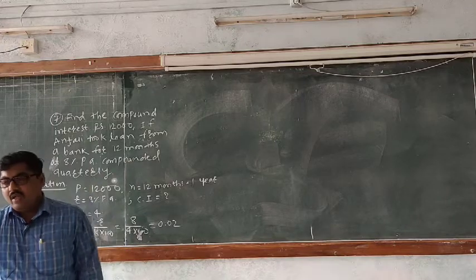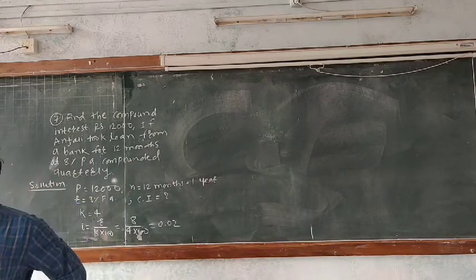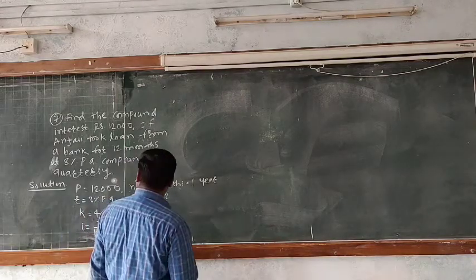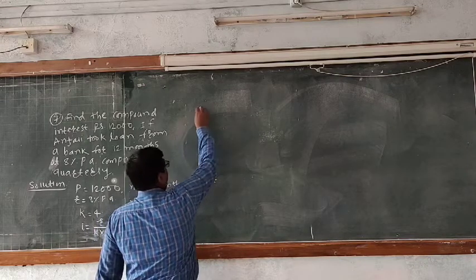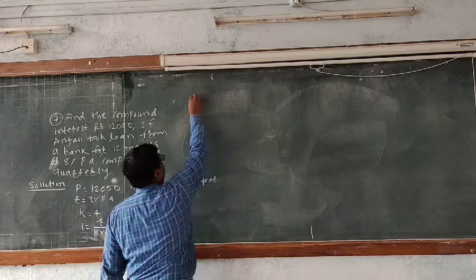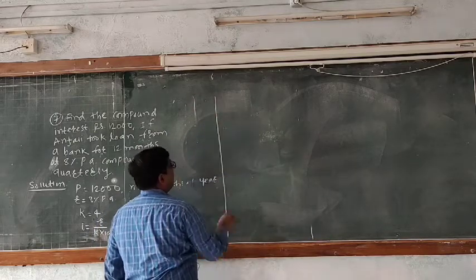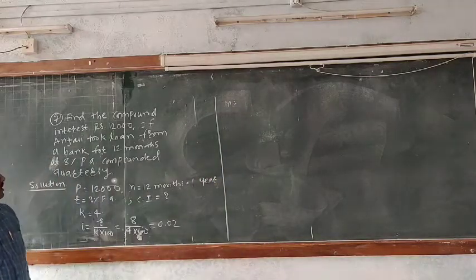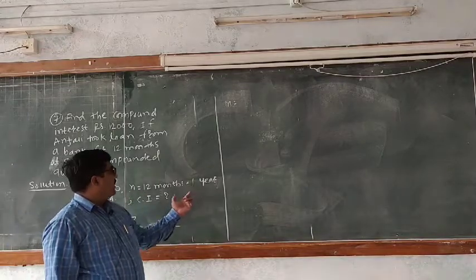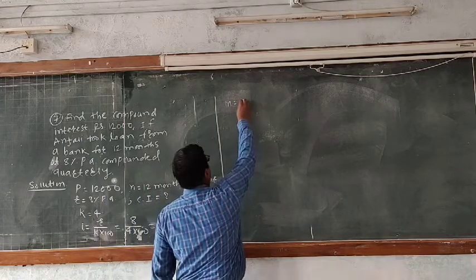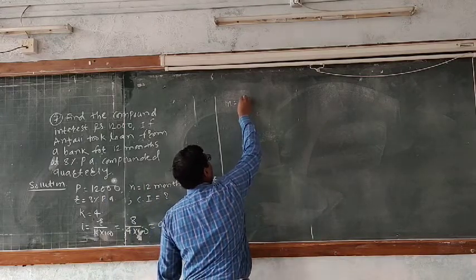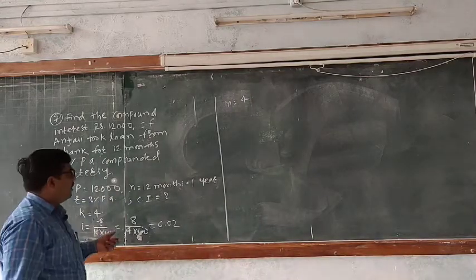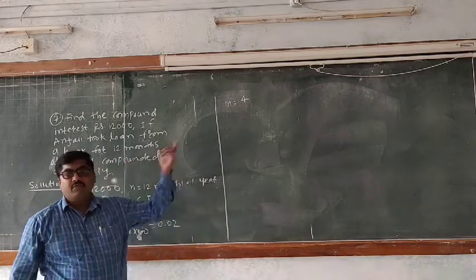Now compound interest is P into the bracket 1 plus I raised to power n, where n equals the total number of conversion periods. Here the time is 1 year, so n equals the total number of conversion periods in a year, which is 4, because your compound interest is calculated quarterly.